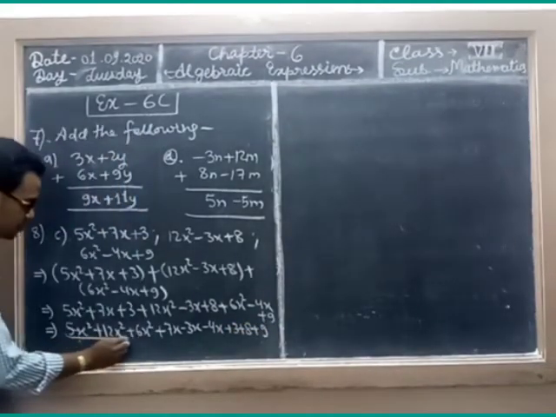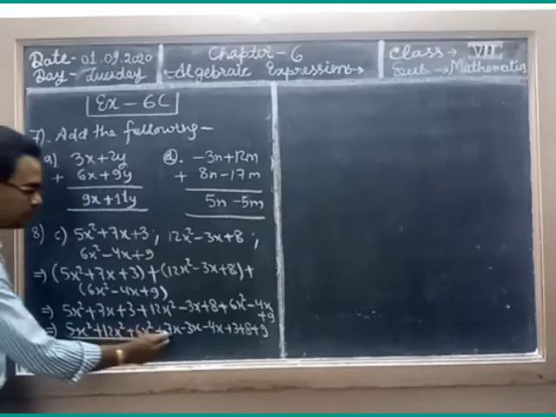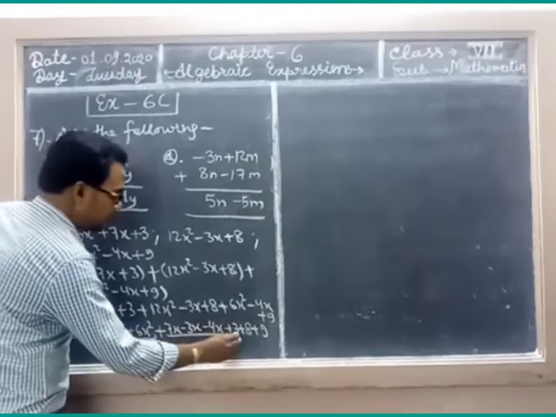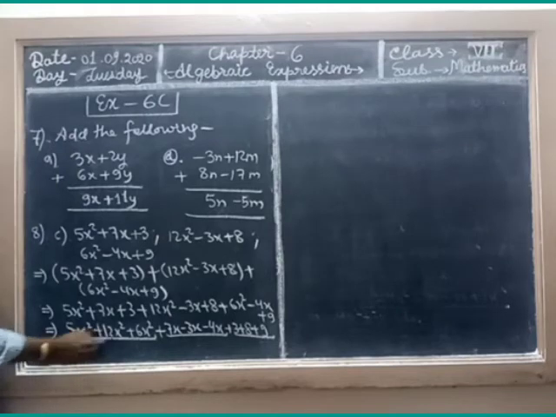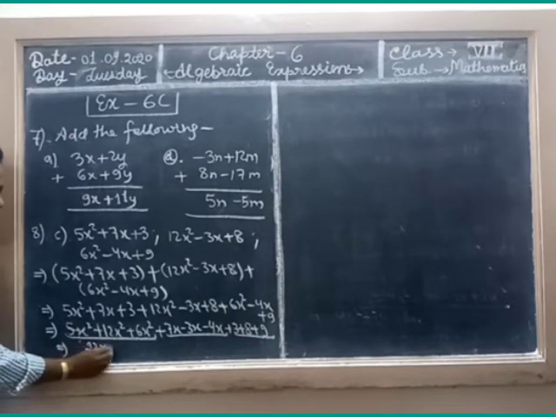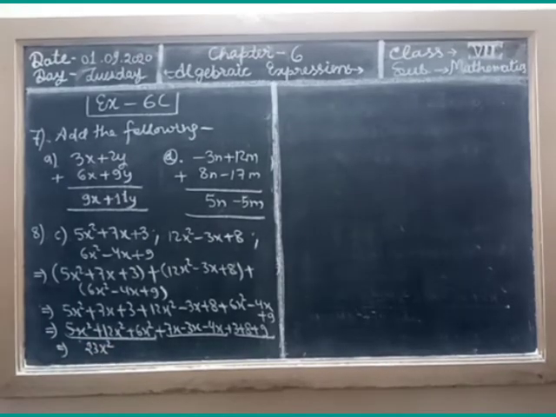Now they are like terms. This is like terms of x square. This is like terms of x. And this is constant term. So 5 plus 12, 17, 17 plus 6, 23x square. 23x square. Got it?